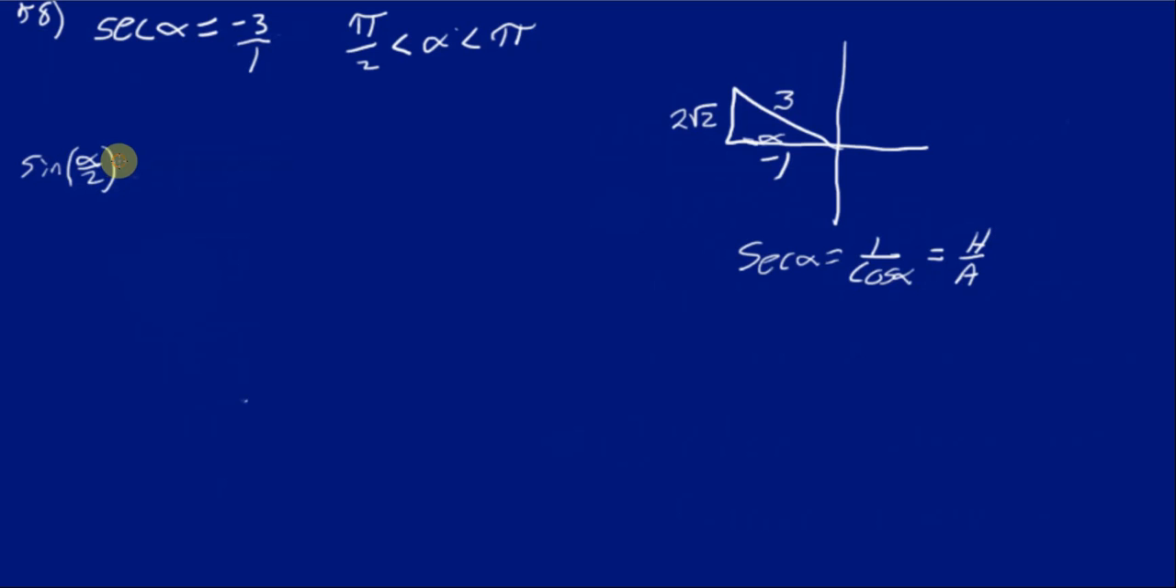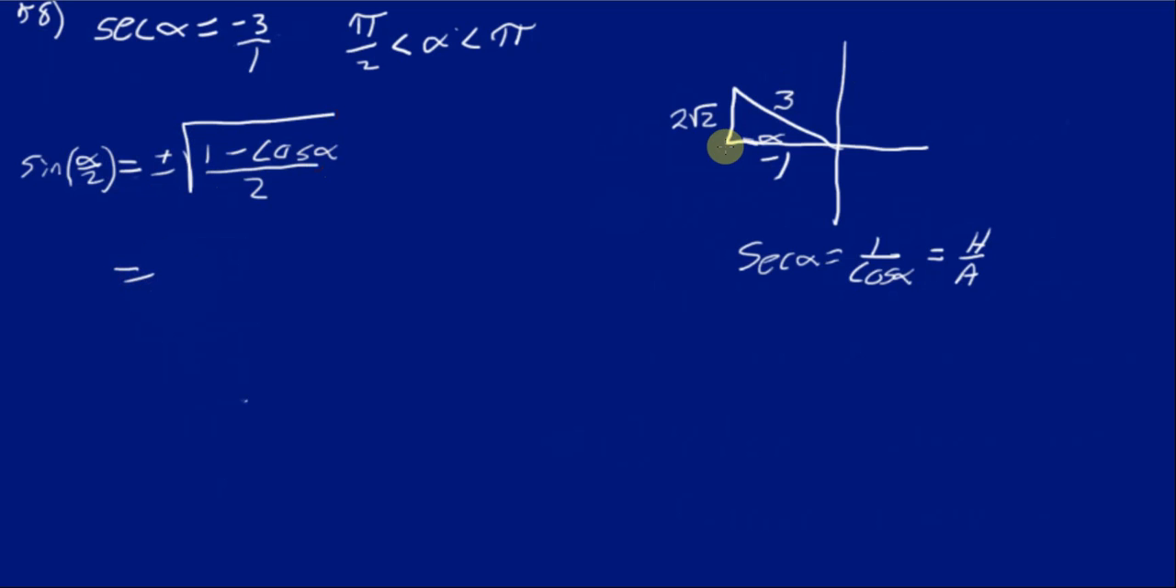Well, it's a straight identity, the half angle identity. It's going to be plus or minus the square root of 1 minus the cosine of alpha divided by 2. So is it plus or minus? Well, we're in the second quadrant, but that's alpha. That's not alpha divided by 2.